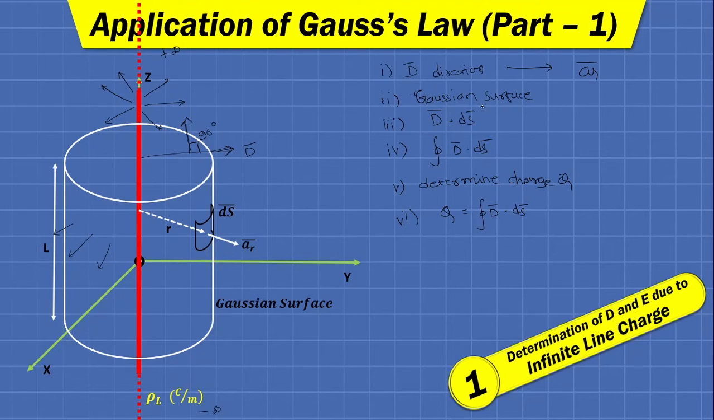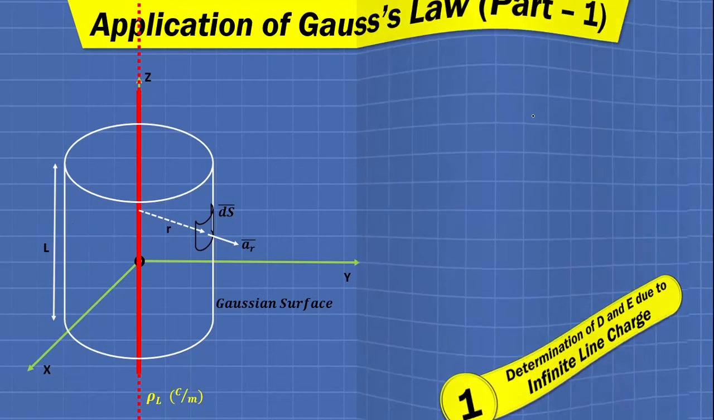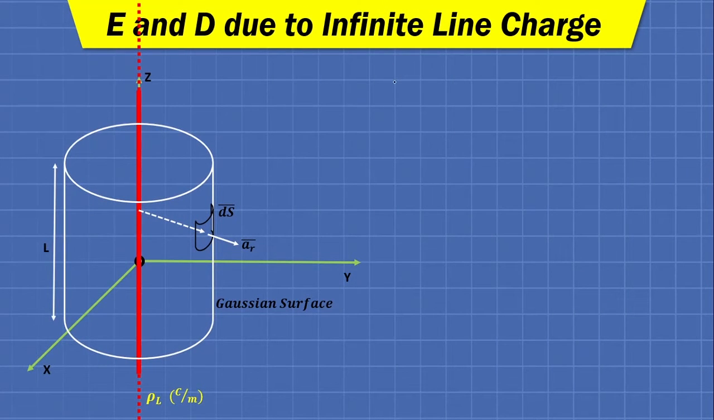We have also found the Gaussian surface. What is the Gaussian surface over here? So a cylinder. Then we are going to find the dot product. Okay, so what is the step over here? So from Gauss's law, Q equals the closed surface integration of D bar dot dS bar.